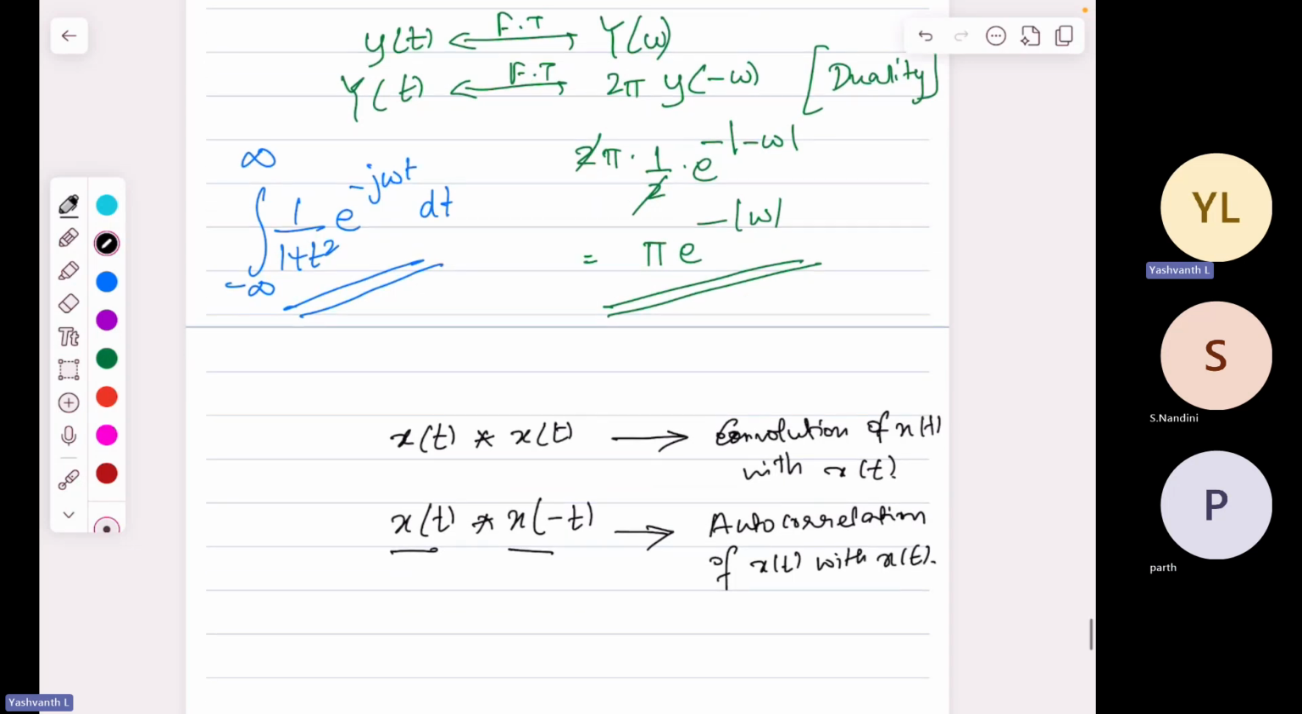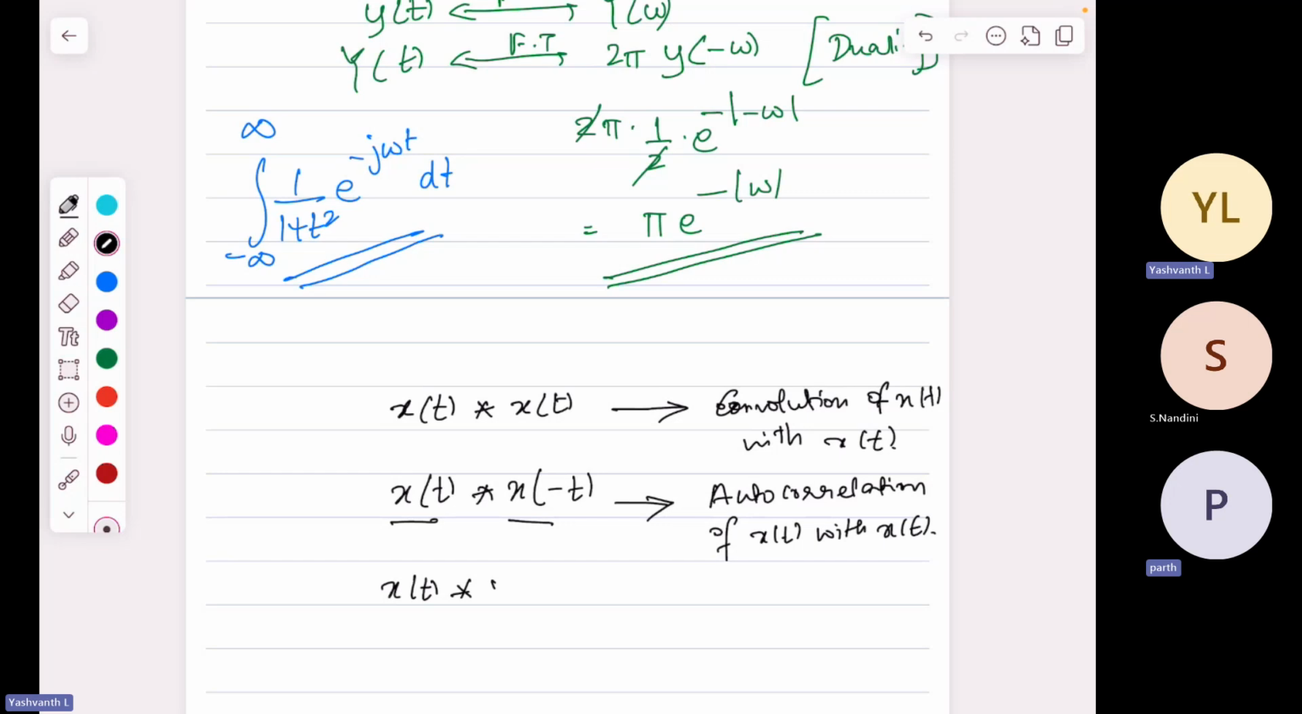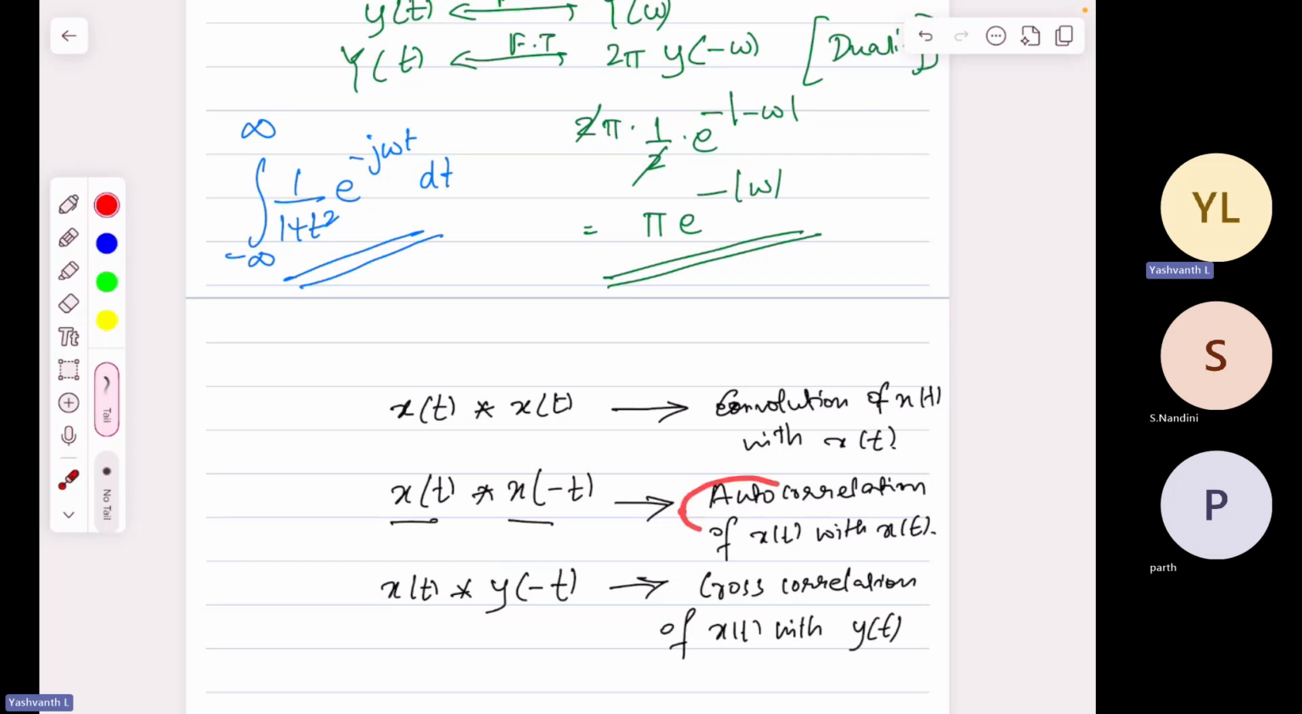It's just this much. Similarly, if you do x of t convolution y of minus t, instead of y of t, then this is called cross correlation of x of t with y of t. Cross because x and y are two different signals. In the above case it's called autocorrelation because it is the same signal x, but time reversed. So at the core, it is a convolution operation. It's just that you convolve a time reversed version of the same signal.